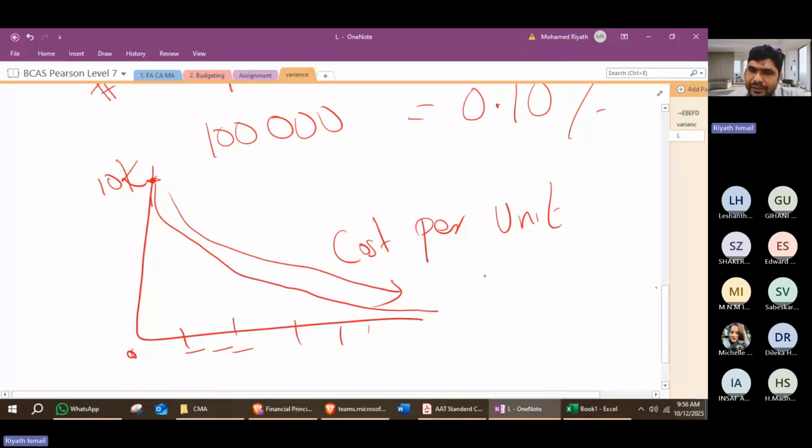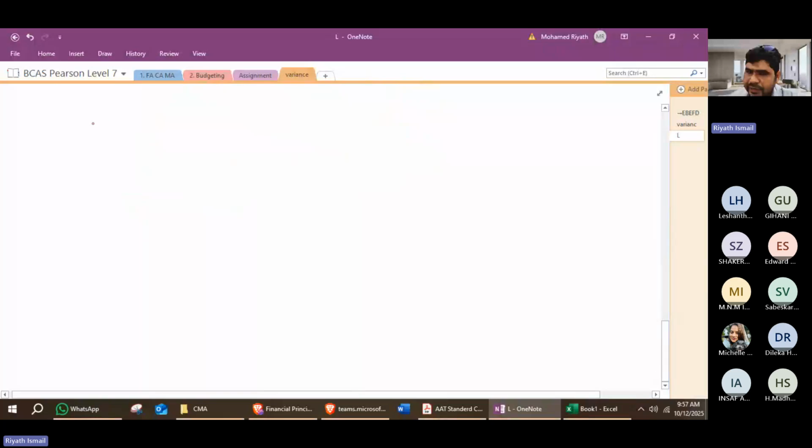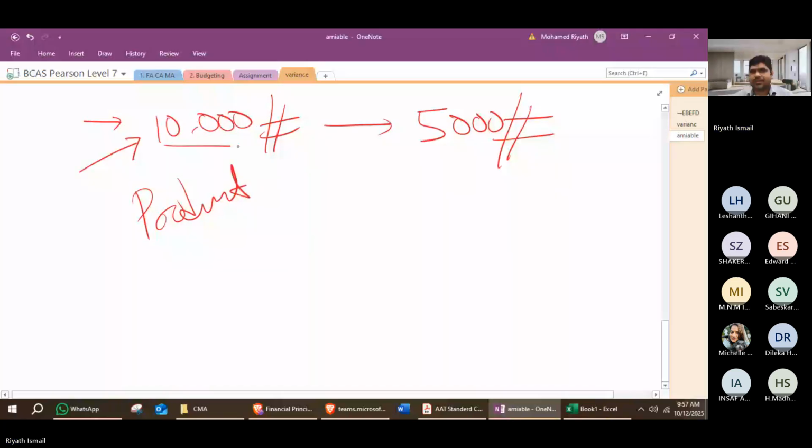That's why the manufacturing firm purchases a machine, or rents out a machine, to produce 10,000 units, but they produce only 5,000 units. Is it adverse or favorable production? They budgeted production of 10,000, but they actually produced 5,000. Is it adverse or favorable? Adverse.